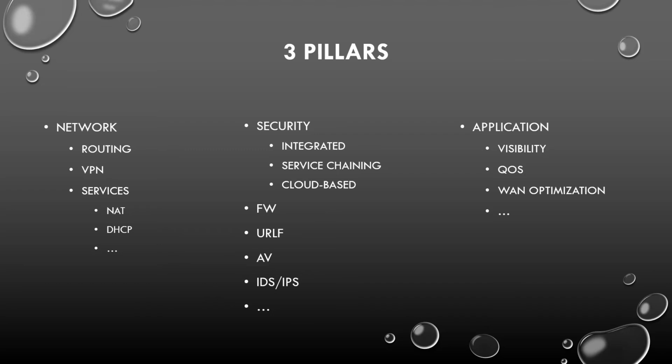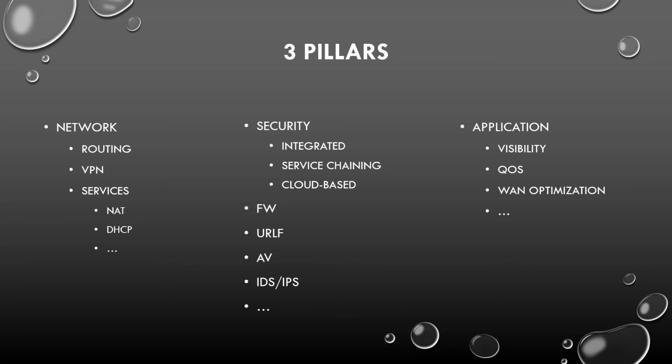Regarding the security, it can be achieved in many ways. Either the SD-WAN solution can provide enough integrated security features, or it can be achieved by service chaining with third-party solutions. Moreover, today, with the notion of SASE, you can even rely on some cloud-based security providers. So the security features may include firewalling, URL filtering, antivirus, IDS, IPS, meaning intrusion detection or prevention.